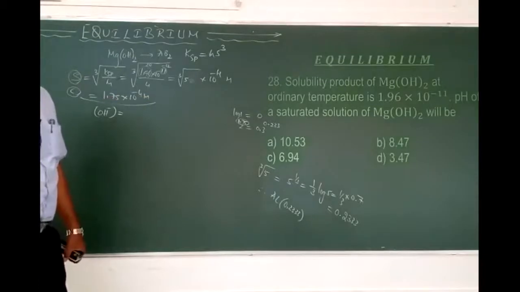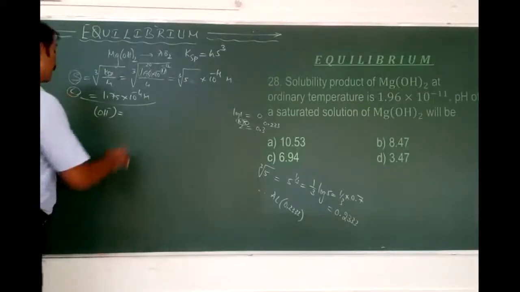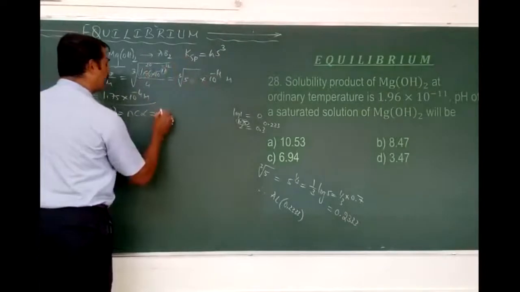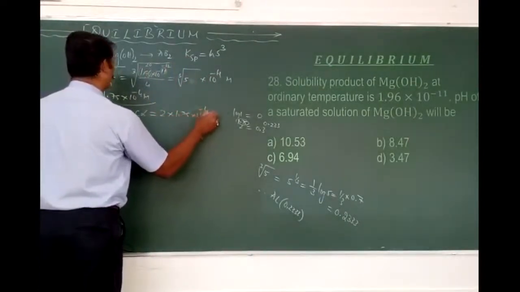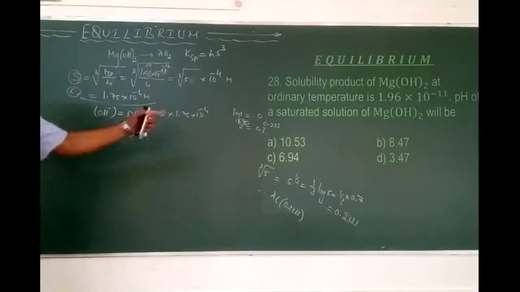Here this solubility is indirectly called molar concentration, because solubility is the amount of substance present per 1 dm cube of the solution, which is indirectly called molar concentration, C. Here it is n C alpha. n is how many OH minus are there here? 2. The concentration is 1.75 into 10 to the power of minus 4. No time is given, so alpha is equal to 1, because it undergoes complete ionization.